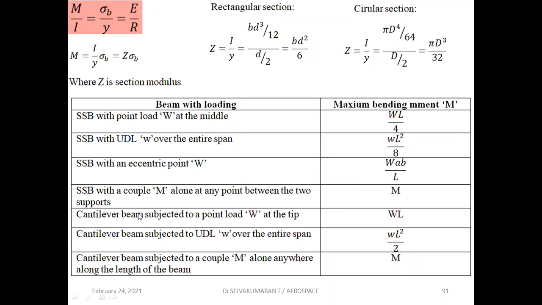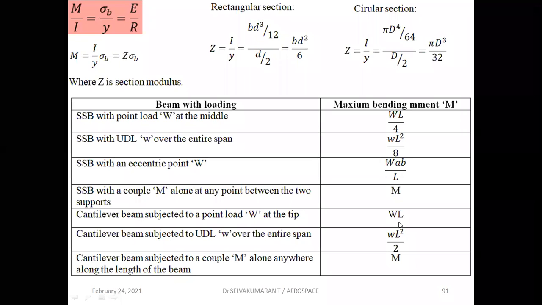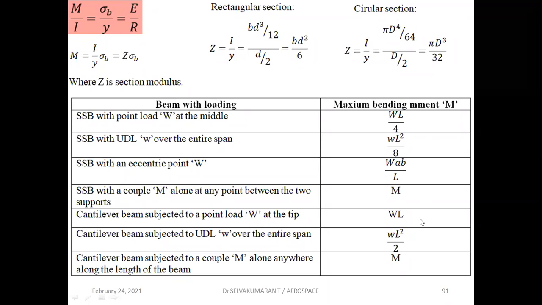A cantilever beam subjected to a point load W at the tip has W into L as the maximum bending moment. A cantilever beam subjected to UDL W over the entire span has WL square by 2 as the maximum bending moment. A cantilever beam subjected to a couple M alone anywhere along the span is given by M. If only one couple is acting, that is equal to the maximum bending moment for the given beam.